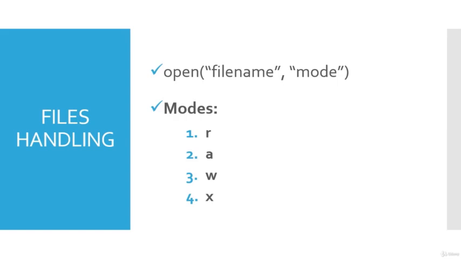Let's create a text file so we can read it in Python. We will call this text file demo.txt. Text files end with the extension .txt, and make sure to put that extension at the end of the file name.